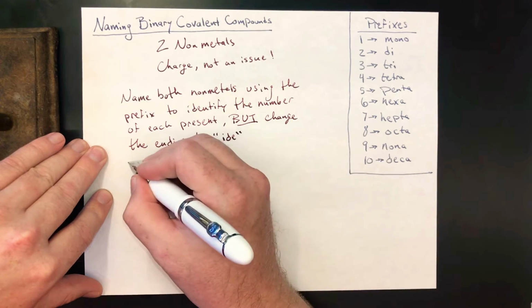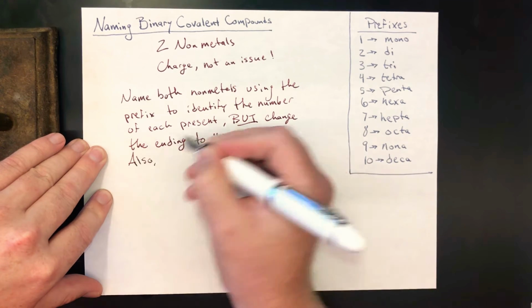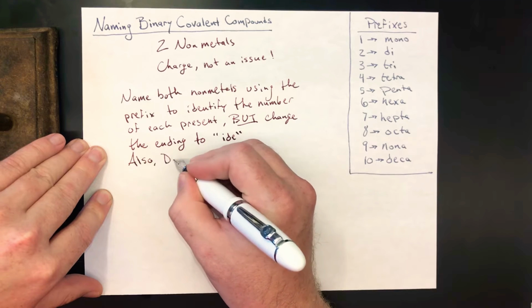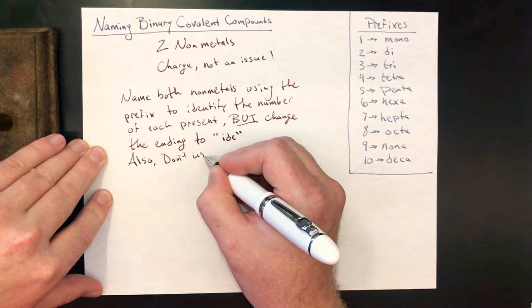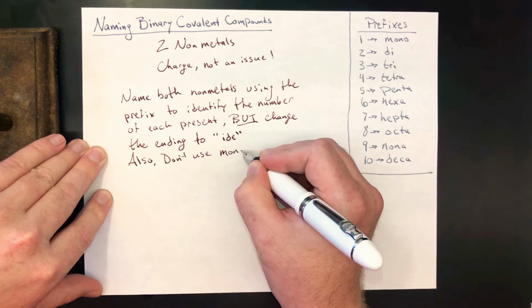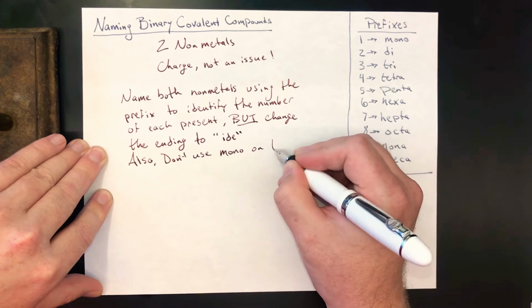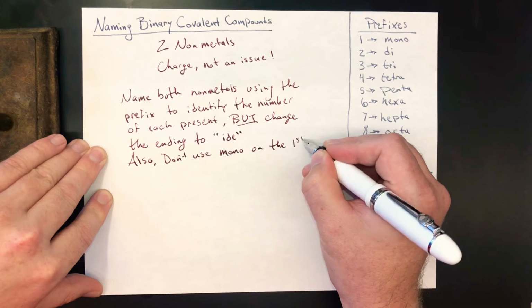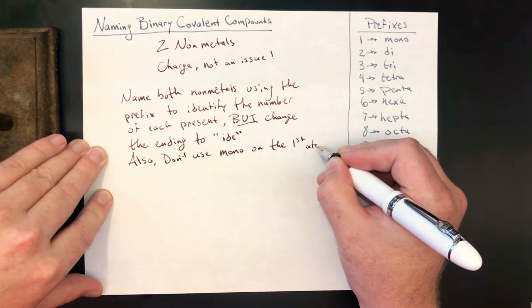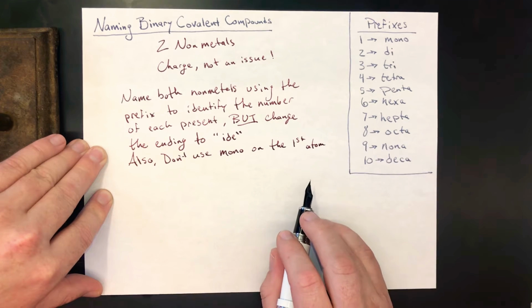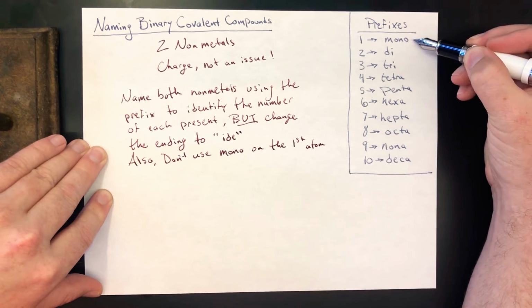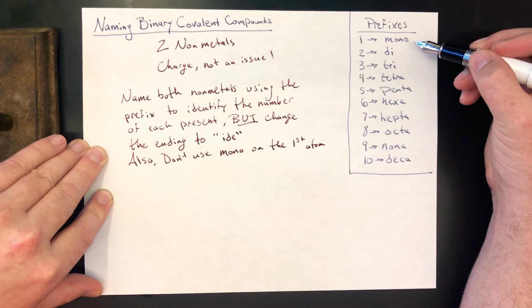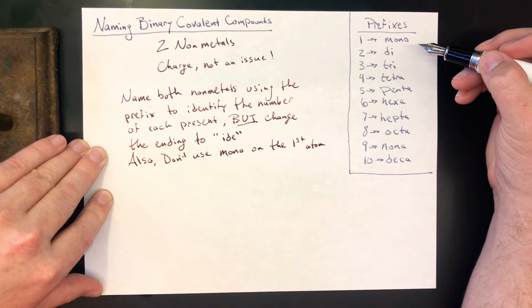Also, don't use mono on the first atom. Whenever we're looking at something, we only use mono if we're identifying that the second element has just one. Okay, so let's look at an example.